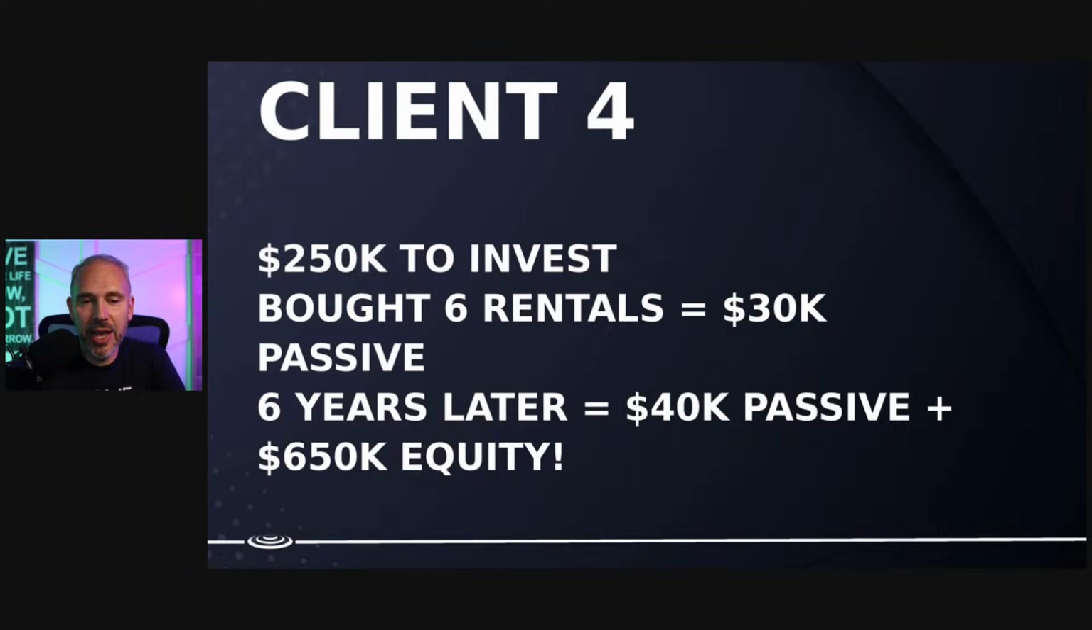His $250,000 bottom six rentals cash flow him about $30,000 a year. Already, that's amazing. What's cool, though, is that 6 years later it's now at $40,000 a year because those rents did increase, even though they flattened lately. It's actually getting closer to $45,000 a year right now. But what's cool is that his quarter million now has over $650,000 of equity in these properties.